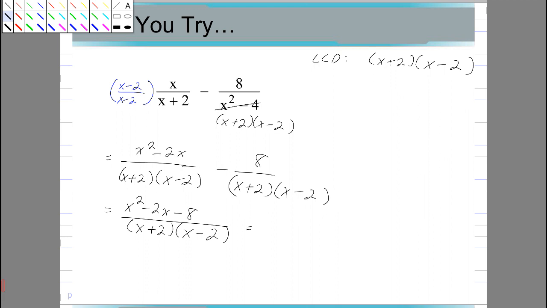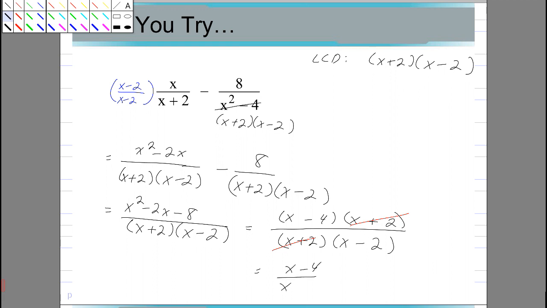Now our numerator does factor. Okay, we have an x, we have a 4 and a 2, a negative 4 and a positive 2. And it appears that something's going to cancel, the x plus 2. So our final answer is x minus 4 over x minus 2.